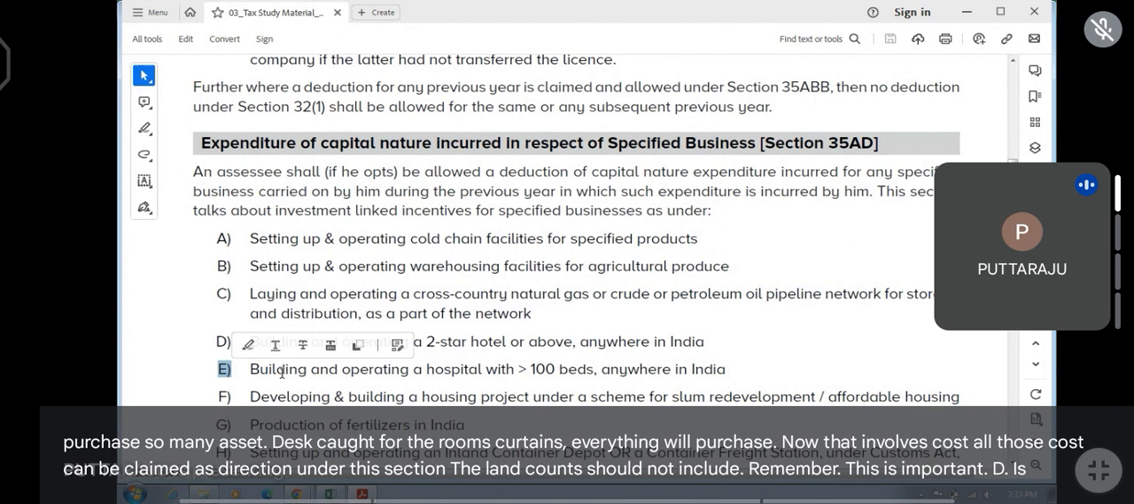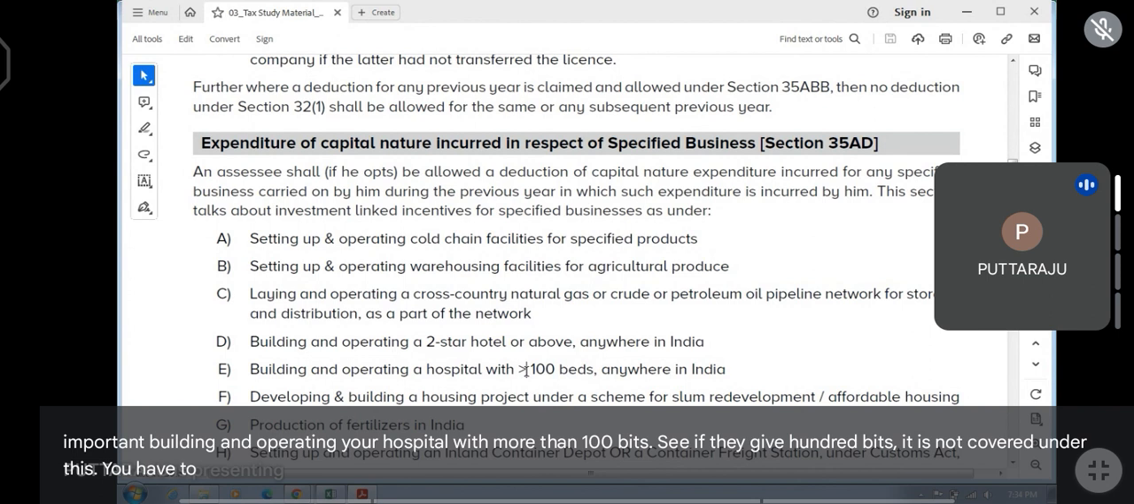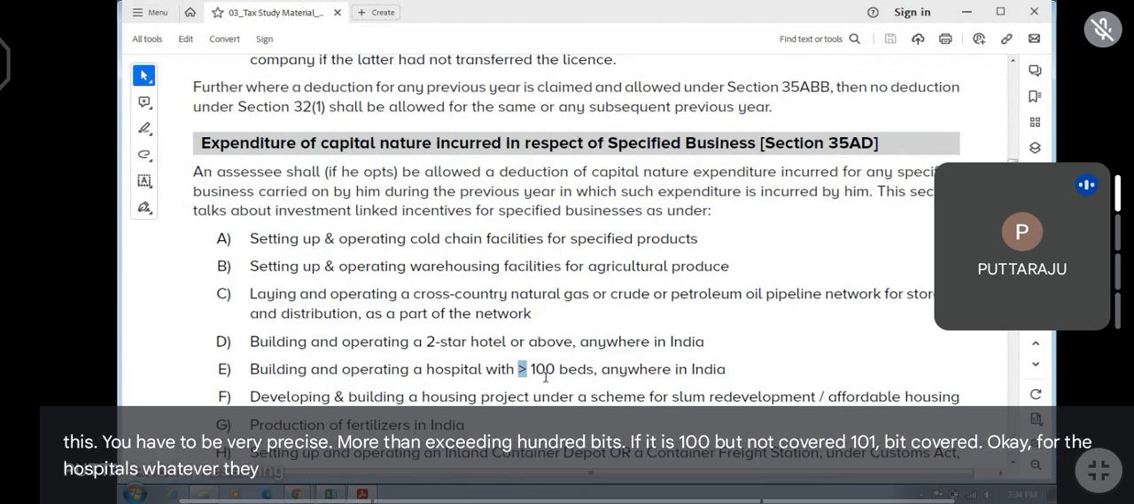E is important. Building and operating a hospital with more than 100 beds. If they give 100 beds, it is not covered under this. You have to be very precise. It must exceed 100 beds. If it is 100 beds, not covered. 101 beds, covered. For the hospitals, whatever assets they purchase, all those assets can be claimed as deduction.